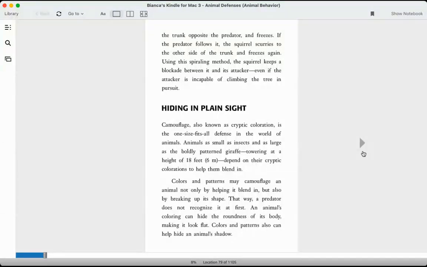Colors and patterns may camouflage an animal not only by helping it blend in, but also by breaking up its shape. That way, a predator does not recognize it at first. An animal's coloring can hide the roundness of its body, making it look flat. Colors and patterns also can help hide an animal's shadow.